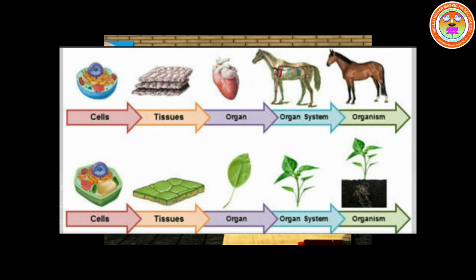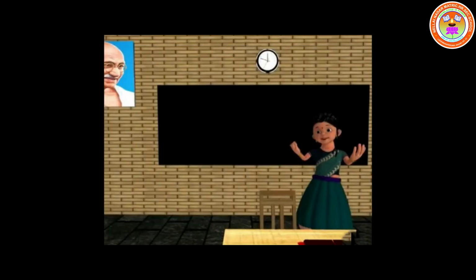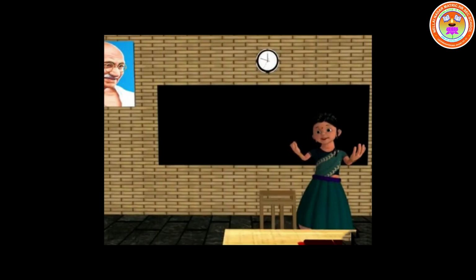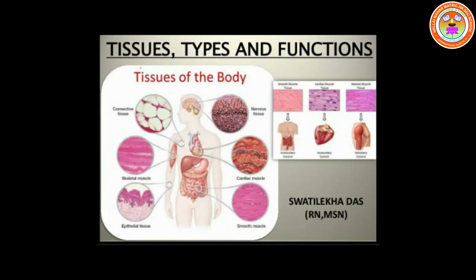The cell is a basic structural and functional unit of life. Cell is a building unit of living organisms. You can see in a hand how many types of cells work together to perform its function. So, cell is known as the basic unit of life.